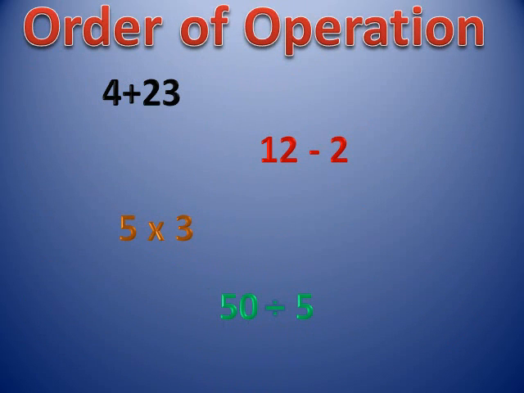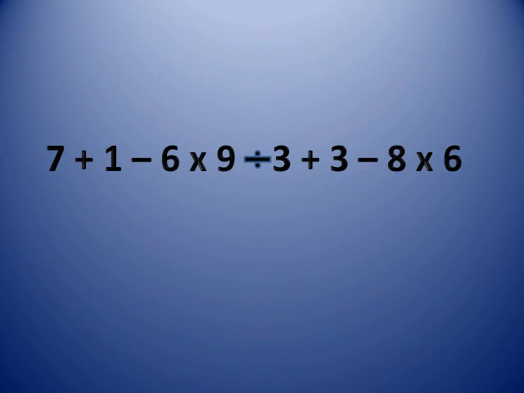But how about if you're given an expression just like this? 7 plus 1 minus 6 times 9 divided by 3 plus 3 minus 8 times 6. How would you know which operation to do first? Okay, so this lesson is about that, learning the order of operation that we should do if we're given a mathematical expression.